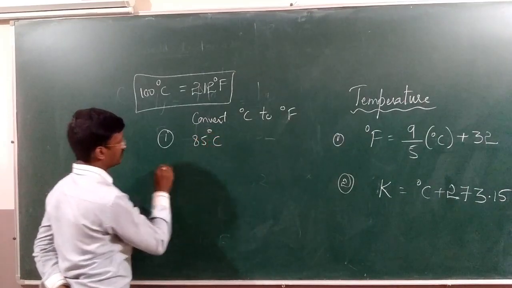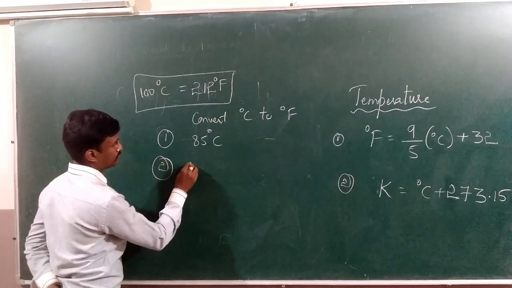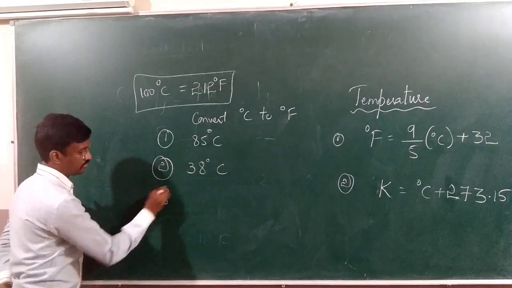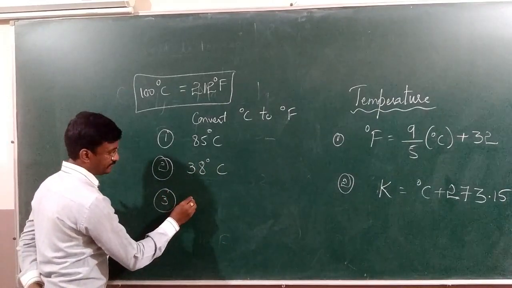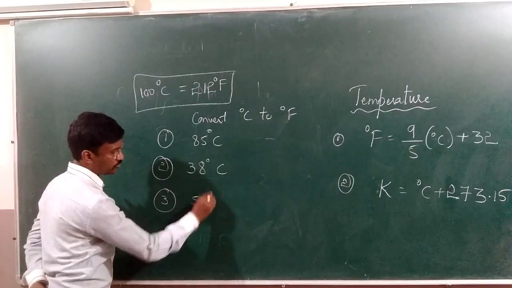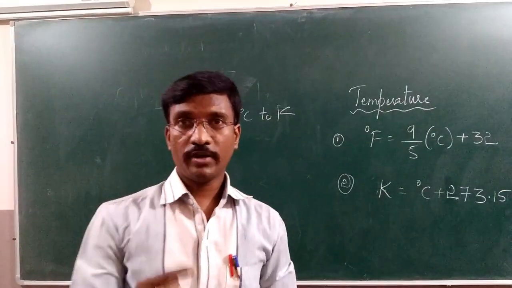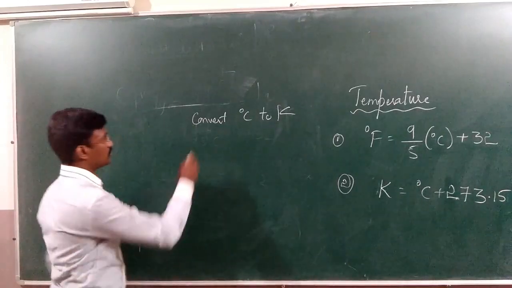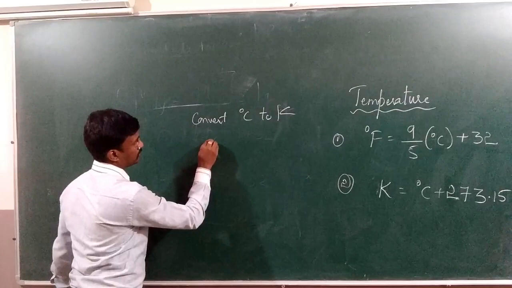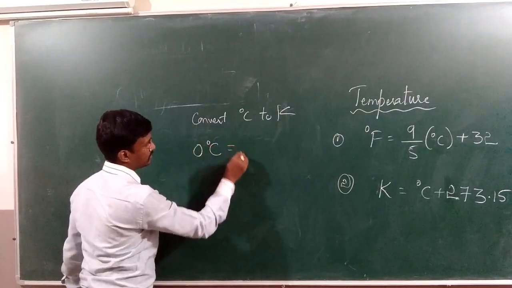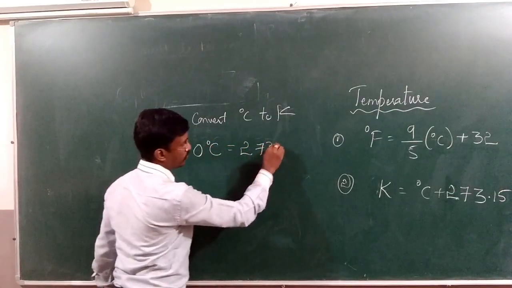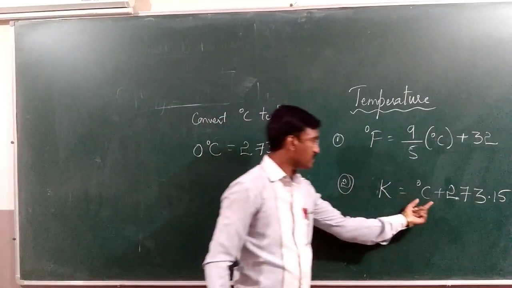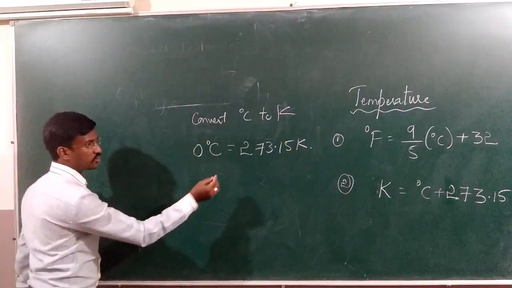85 degrees Celsius, 38 degrees Celsius, 52 degrees Celsius. So here it is very easy. Now the conversion of degrees Celsius to Kelvin. Think that 0 degrees Celsius is nothing but 273.15 Kelvin. Very simple. To convert degrees Celsius into Kelvin, you just add 273.